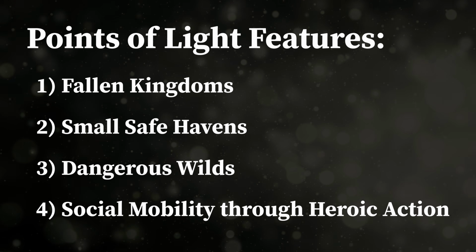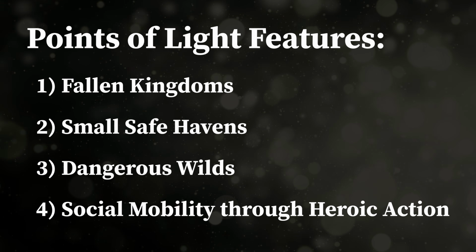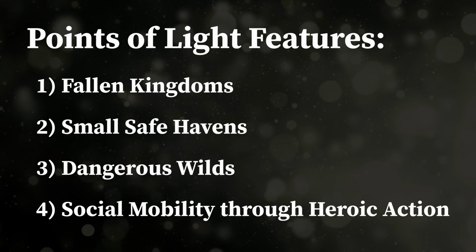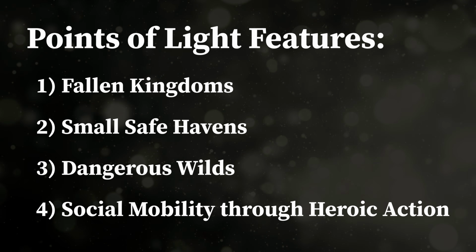There are a few key ingredients that make a compelling Points of Light setting, and to really get that tone correct, we need to consider them and how we're going to implement them into our own campaign design. I've put the list on the screen now. There are 4 features I think that we'll want to consider. The idea of fallen kingdoms, small safe havens, dangerous wilds, and social mobility through heroic action. So let's go ahead and discuss each of these 4 topics a little bit further so we have a better understanding of what they are and how we're going to implement them.